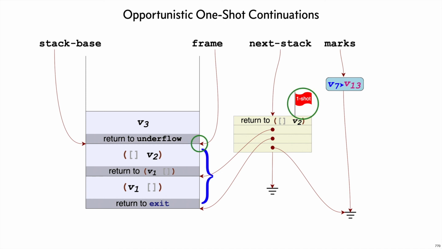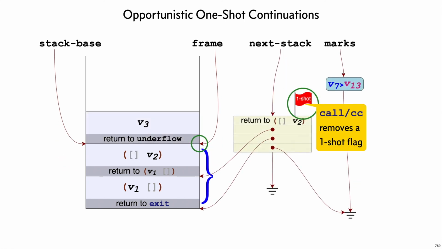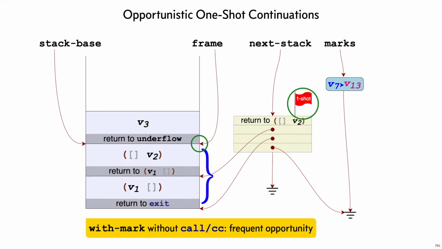That is, as long as the current continuation has a one-shot flag on it, and as long as the continuation that we want to resume, its stack resides right below the current stack frame, then in that case, instead of making a copy, the stack base pointer is moved back to its old location, and the next stack and marks just go back to what they were. It's opportunistic because a capture through callcc might happen after with continuation marks, in which case that one-shot flag is removed. Or another possibility is that there's a garbage collection between the time that the continuation was reified and that we returned, and in that case the stacks may not be next to each other. However, in the common case of using with mark in a program without callcc, this is a frequent opportunity that the implementation can exploit.